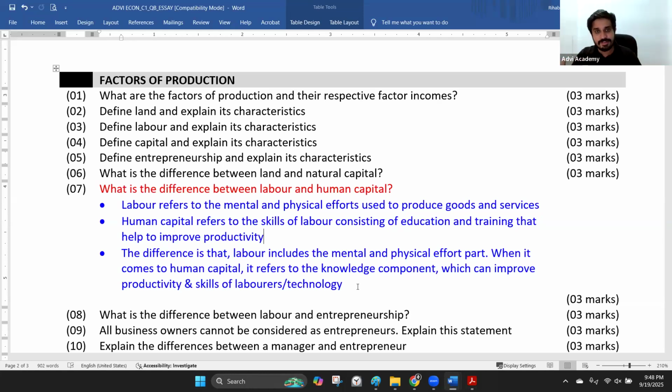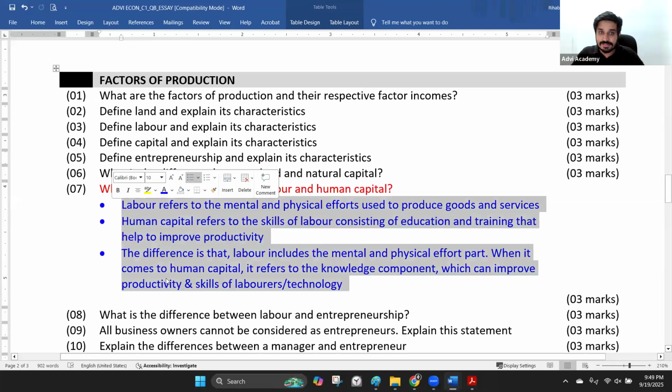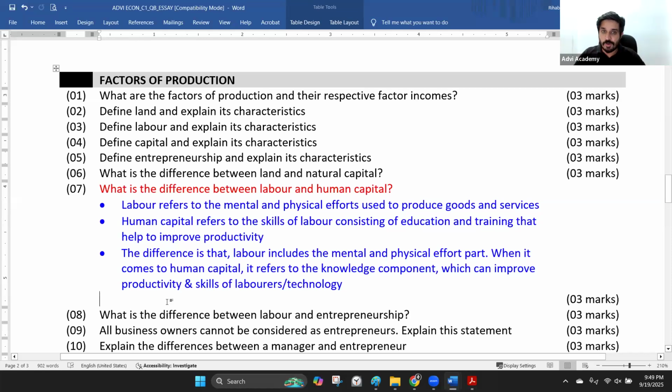Labor is the direct effort we are putting in, like if you're working as a factory worker, that effort. But the knowledge component is the training and the inventions part. So if you have to answer this question, these are the three main points we will look for.